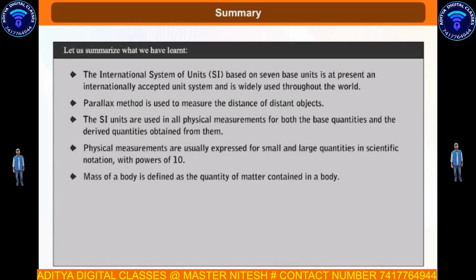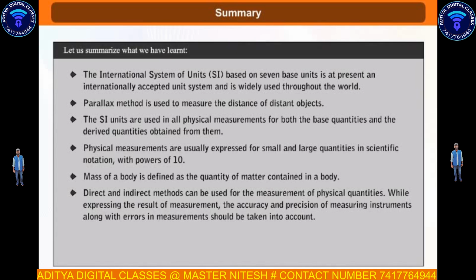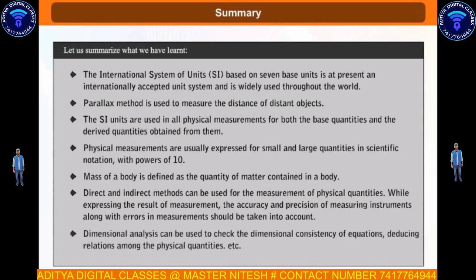Mass of a body is defined as the quantity of matter contained in a body. Direct and indirect methods can be used for the measurement of physical quantities. While expressing the result of measurement, the accuracy and precision of measuring instruments along with errors in measurements should be taken into account. Dimensional analysis can be used to check the dimensional consistency of equations, deducing relations among the physical quantities, etc.